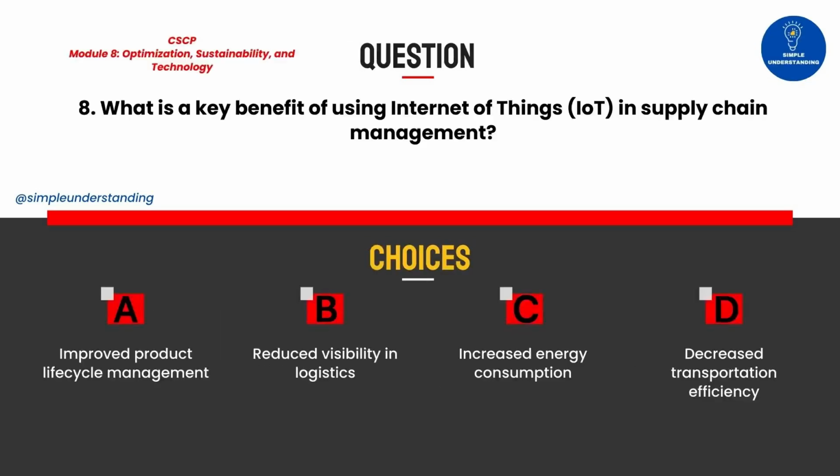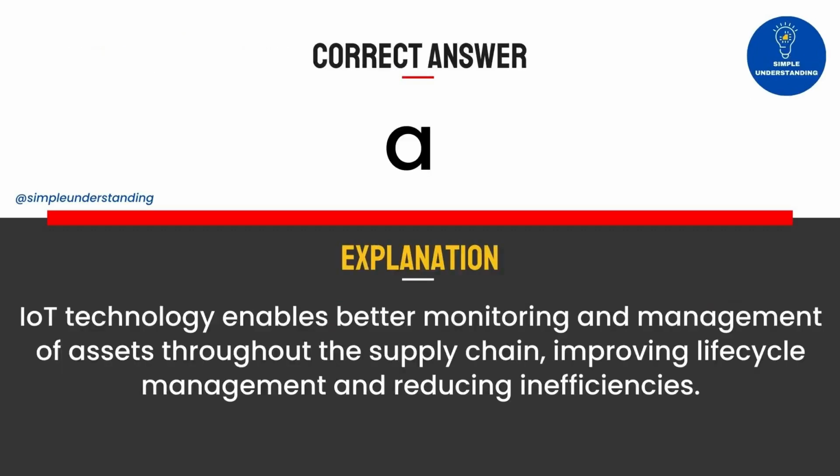8. What is a key benefit of using Internet of Things (IoT) in supply chain management? A. Improved product lifecycle management. B. Reduced visibility in logistics. C. Increased energy consumption. D. Decreased transportation efficiency. Correct answer: A. Explanation: IoT technology enables better monitoring and management of assets throughout the supply chain, improving lifecycle management and reducing inefficiencies.